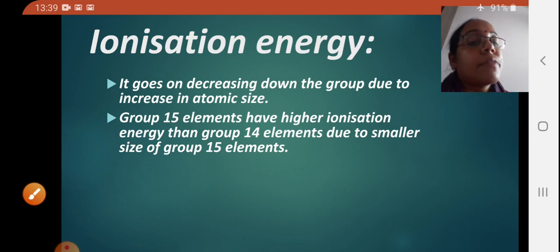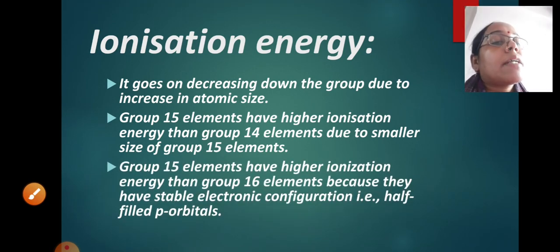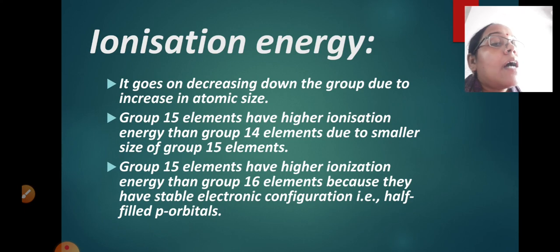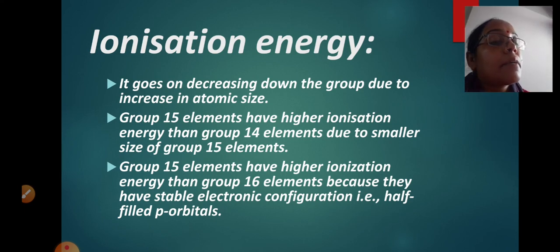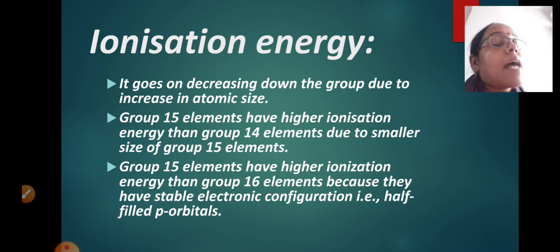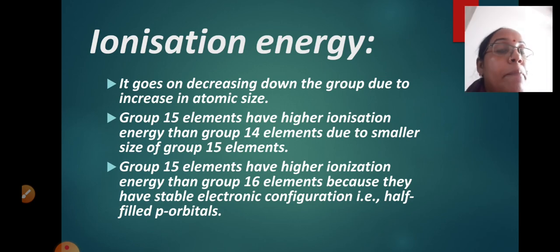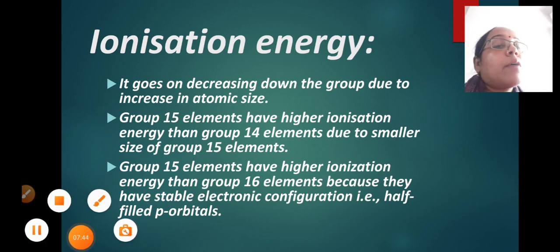Okay students, now we see the next point. Group 15 elements have higher ionization energy than group 16 elements. Why? What is the reason? Because they have stable electronic configuration. They have half filled p orbitals, and so the group 15 elements have higher ionization energy than group 16 elements. Okay, so this point is related to the ionization energy.